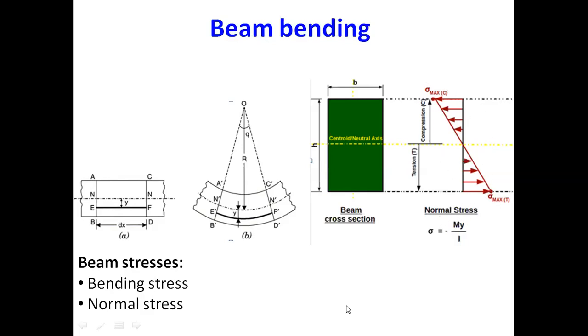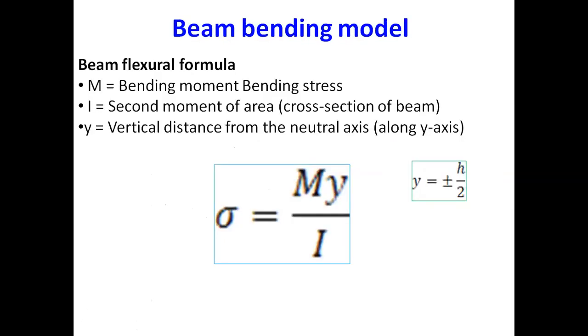So we come to know that in beams, because of bending, we have bending stresses. The bending stresses are normal stresses. We would have compressive stress in the compression area, and tensile stress in the tensile area. The next topic that we would be discussing is the beam bending model, that is, how to calculate the bending stresses inside the beam when the beam is bent because of loading.